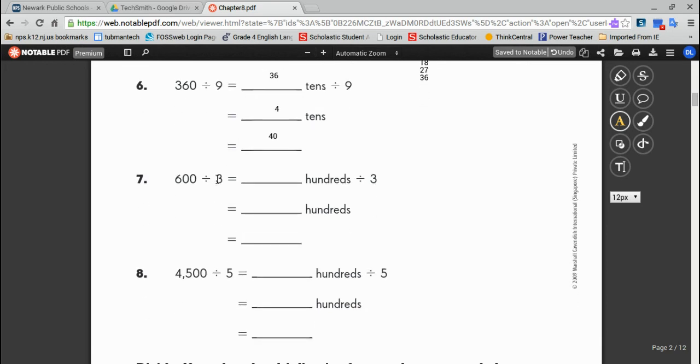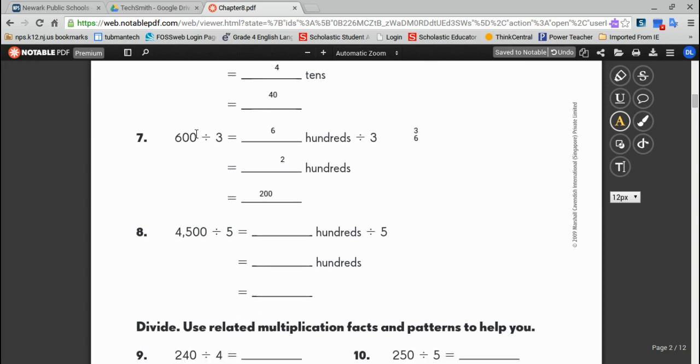Over here, 600 divided by 3 is, well, that's 6 hundreds divided by 3. Here we need our 3 multiples, and that's simple enough. 3, 6, so we know 6 divided by 3 is 1, 2. So 6 divided by 3 is 2, so 600 divided by 3 is 2 of these hundreds. And then we have to put back 200 written out is just 2 with 2 zeros behind it. So what we're trying to show here is that you can multiply. If you have zeros at the end, you can divide using the numbers in front if you have those zeros at the end.